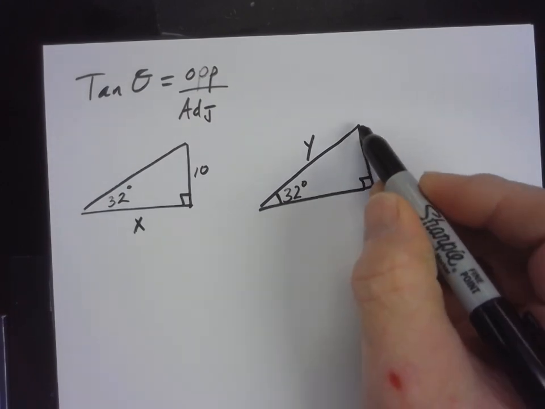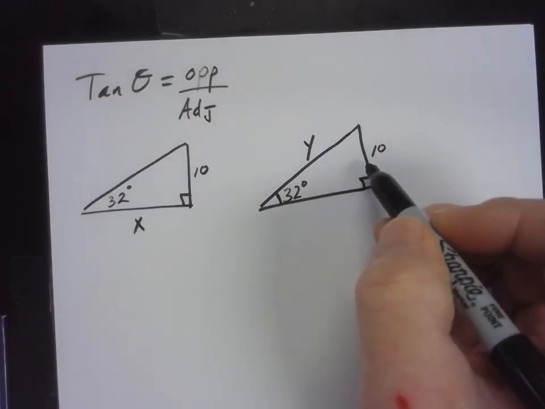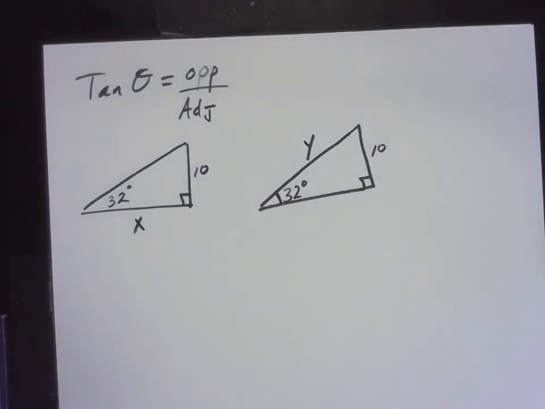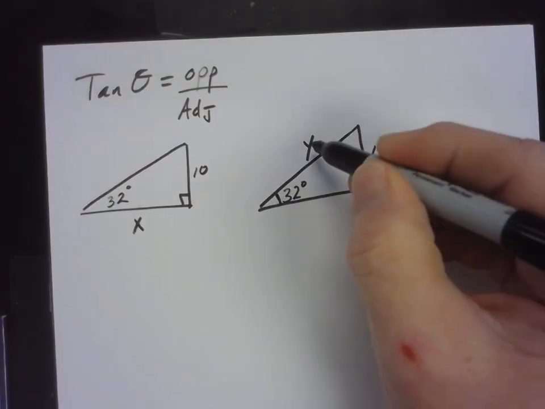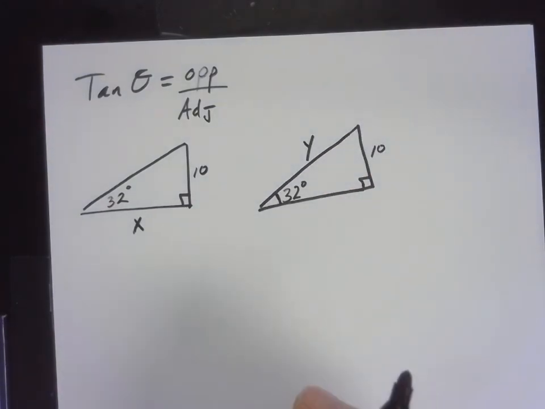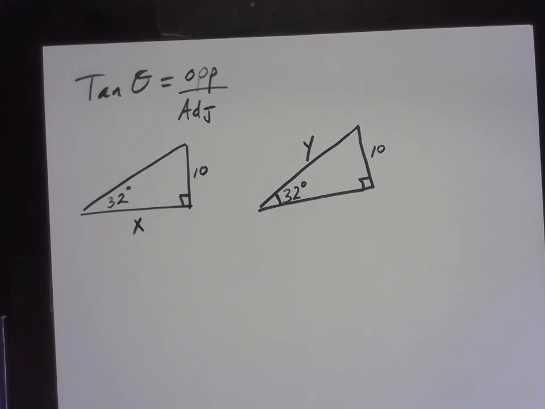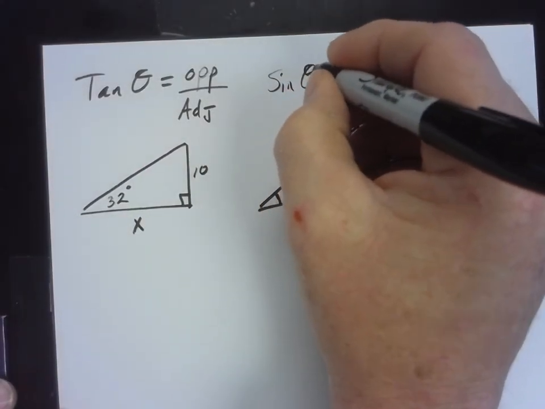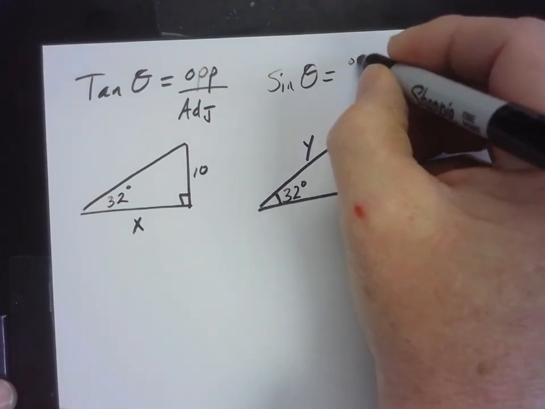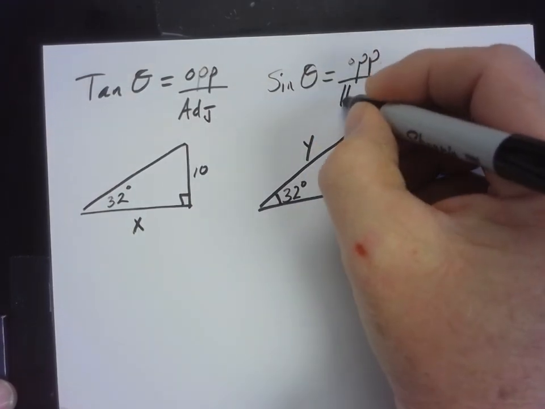Now, I know you want to say it's the short leg, but when we're doing trig, we always want to think about the side. Is it the opposite side, is it the adjacent side, or is it the hypotenuse? So what's the 10 in this case? Opposite side, and the y? The hypotenuse. So, okay, every time I see opposite and hypotenuse, I think of the sine. So the sine of an angle is equal to the opposite over the hypotenuse.